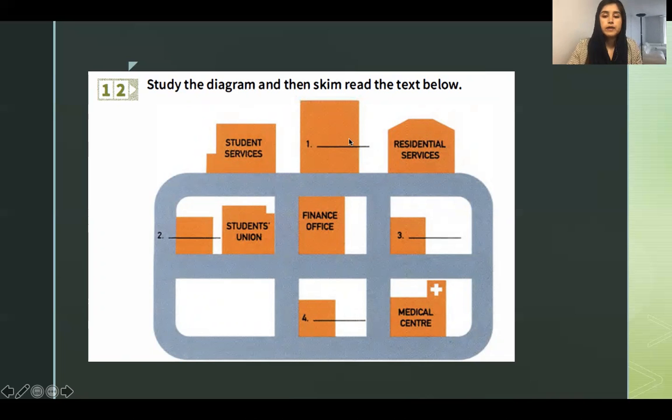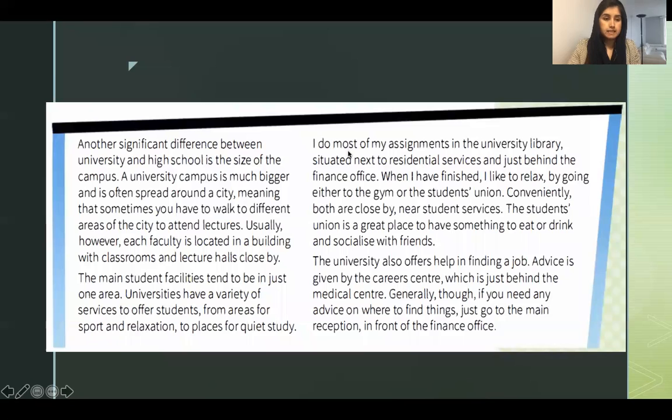And then the number one beside the student services and residential services, it's between them. And then number two is here, number three is here, and number four is here. So you kind of know what is here. And then you go to the text and look for the keywords. For example, for student services, residential services. Let's first look for these two words and see where we can find it. So let's go.